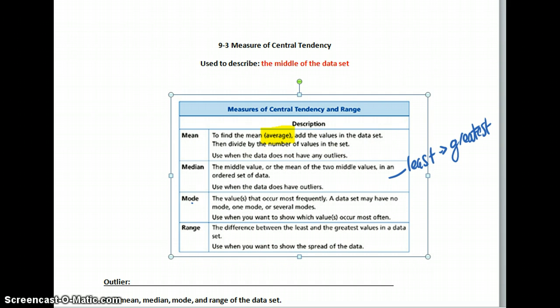And finally, the range just tells us how spread out the data is. So what we do is we find the greatest number and the least number, and we do the greatest minus the least to find out over how many values this data is spread.